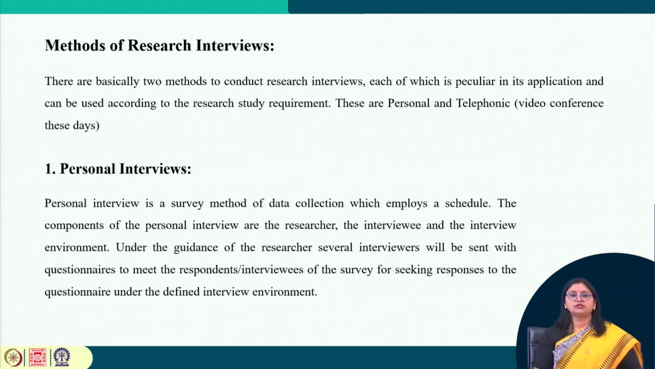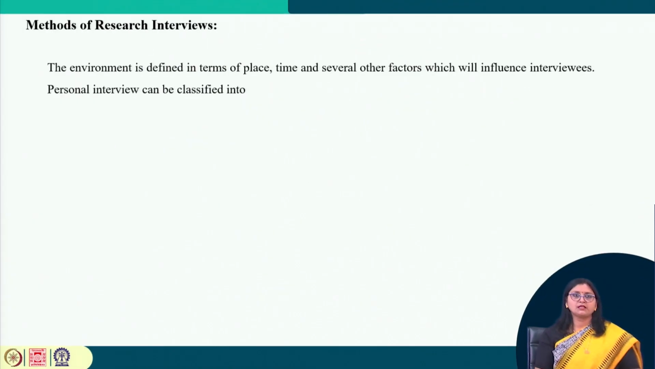Under the guidance of the researcher, several interviewers will be sent with the questionnaire or the schedule to meet the respondents of the survey for seeking responses to the questionnaire under the defined interview, and we call it schedule. Then the environment is defined in terms of place, time and several other factors which will influence the interviewees.